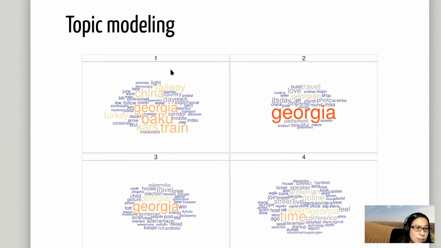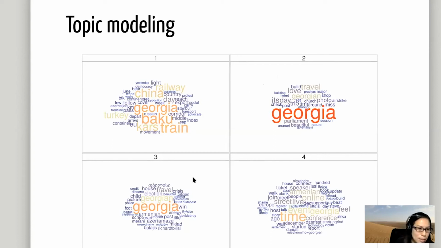So for me, the first word cloud is more about the relationship with other countries, and in terms of transportation, commerce, and so on. The second word cloud is mostly related to traveling, and maybe ideas of how you would try to promote visiting Tbilisi in Georgia.